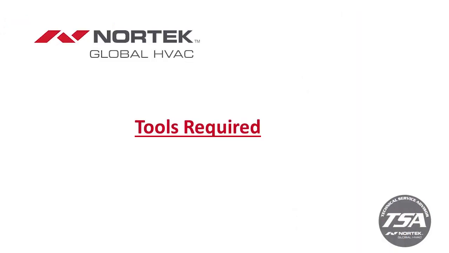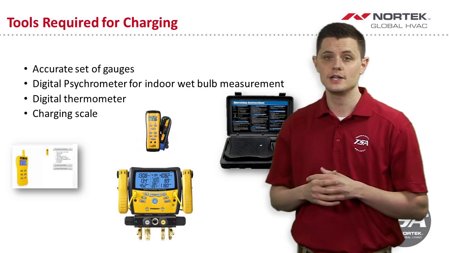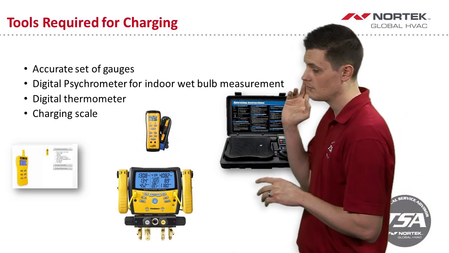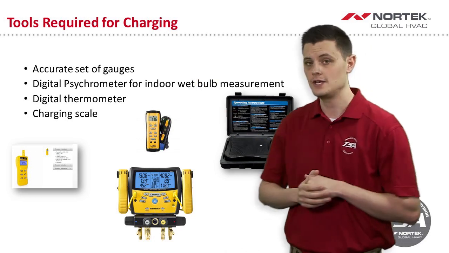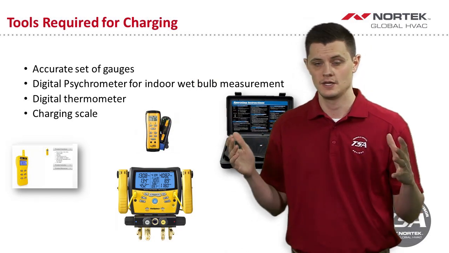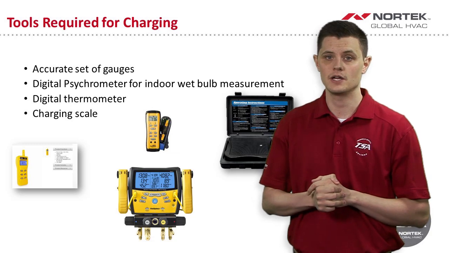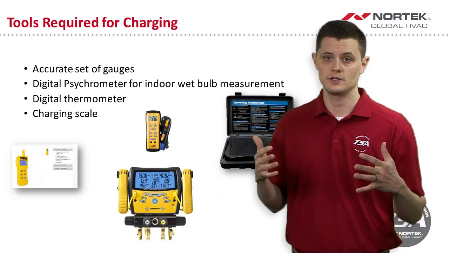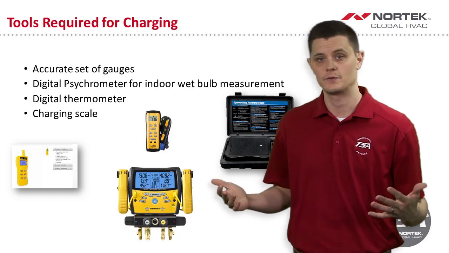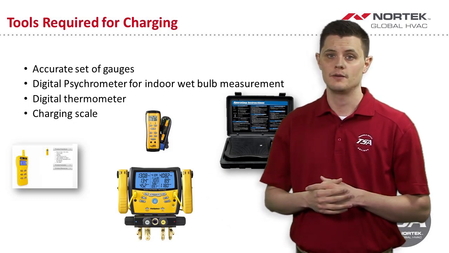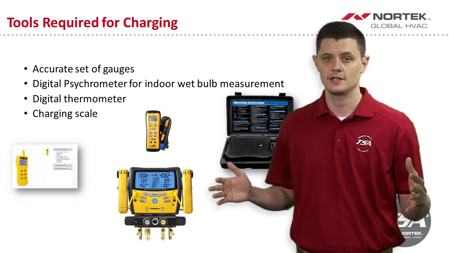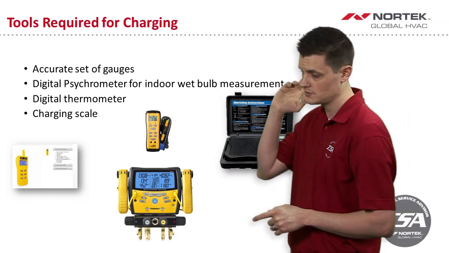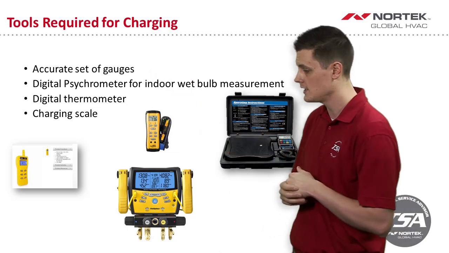So when looking at a system, we want to make sure we have the right tools to get this information. Clearly, I want an accurate set of gauges, and whether they're analog or digital, just make sure they're accurate. When you're using digital, make sure they're zeroed out before you put your gauges on, because we want the most accurate information with the tools that you have. So, start from the top. We need an accurate set of gauges.